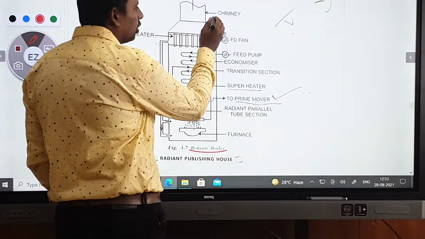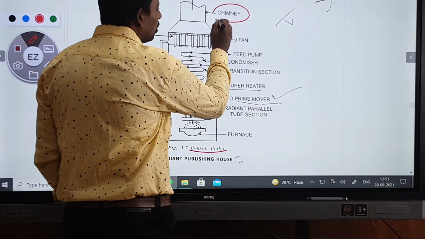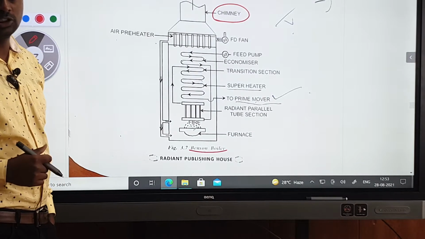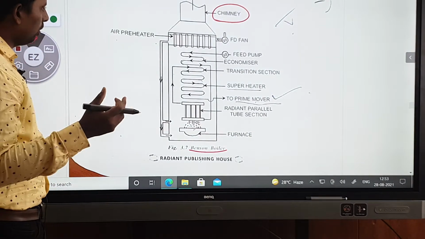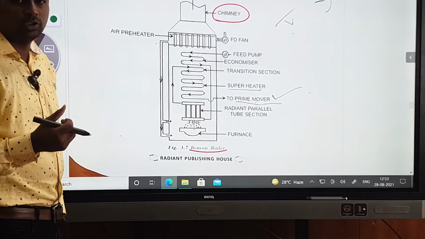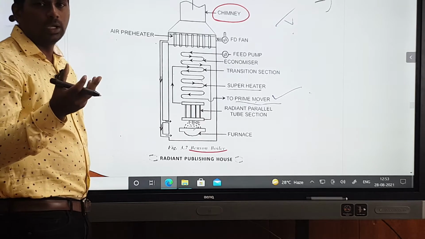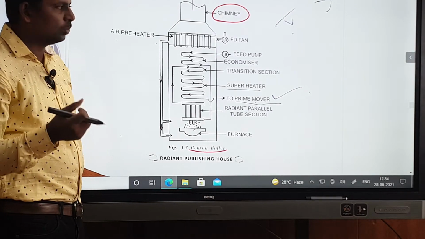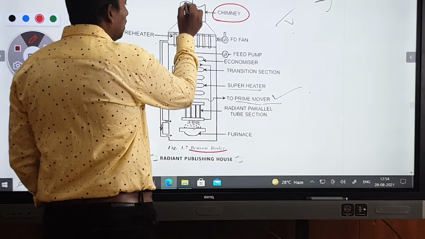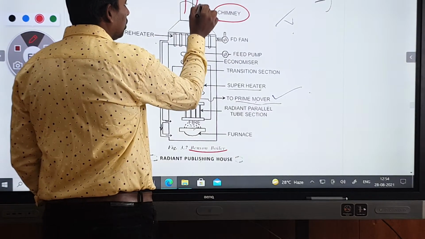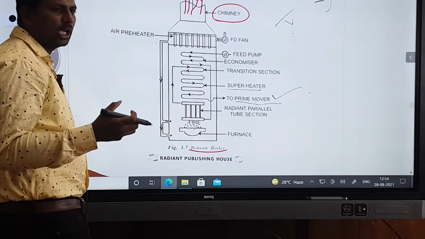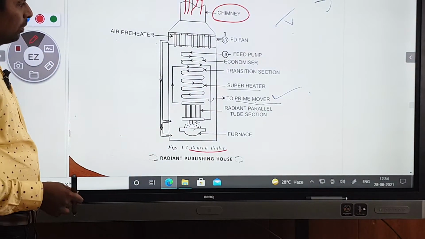I'll tell you the function of each and every part. First is the function of a chimney. What is the function of a chimney? The function of a chimney is to collect the smoke, and it will evaporate into the atmosphere.